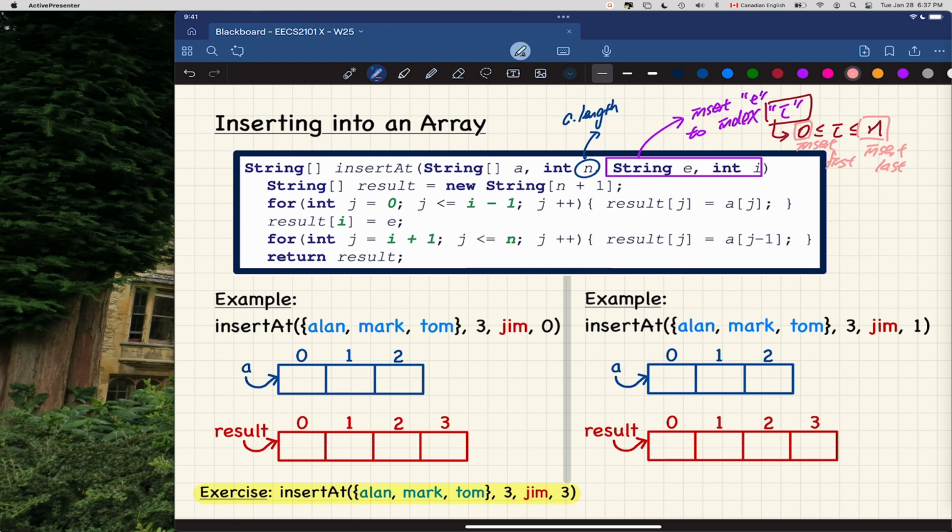All right? I would suggest we try to understand the algorithm a little bit before we try to derive the running time. But again, in order for you to derive the bounds, you don't need to understand how the algorithm works. But let's do that anyway. So this is one example here, okay? If I want to insert, let's say the input array is Alan, Mark, and Tom.